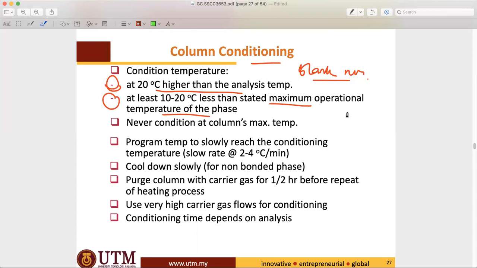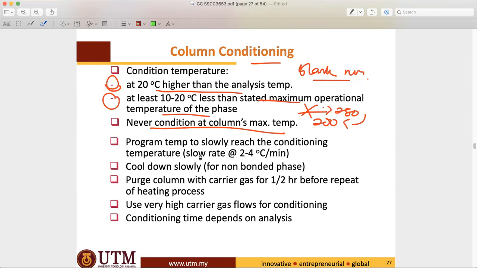For example, the column says that the maximum temperature for the column is 250 Celsius. So when you do column conditioning, you set it at 200 Celsius, which is less than the maximum temperature. Never condition at the column's max temperature. These are the rules. In this case, never condition at 250, so you cannot do this. You need to use 200, which is the safest way.